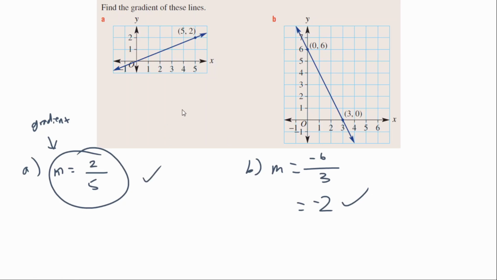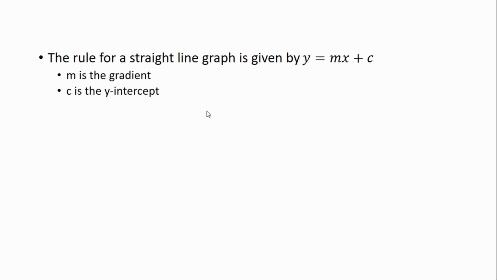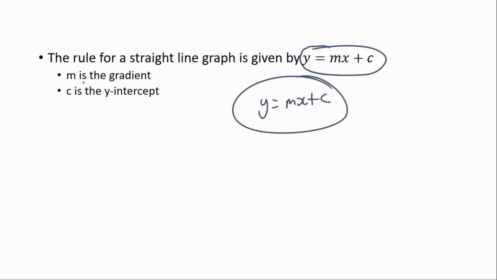Alright, now we're going to move on to the general format of linear equations. So linear equations will generally be written in this format: y equals mx plus c. So m is the gradient like we learned before, and c is in fact just the y-intercept. So please make sure you know that. This is the general form for a linear equation. Make sure you really know that, and that m is the gradient and c is the y-intercept. These will be very key points for you. So let's have a go at some questions with that.